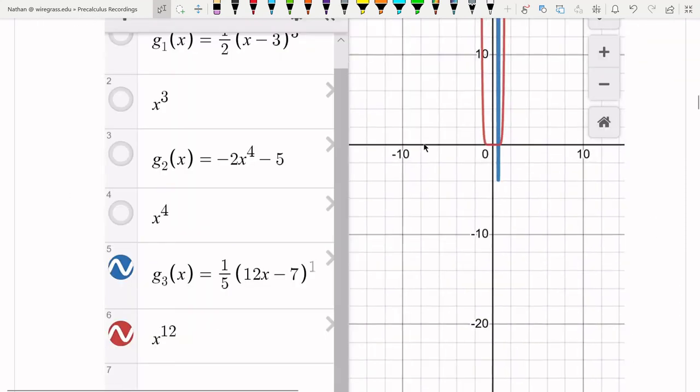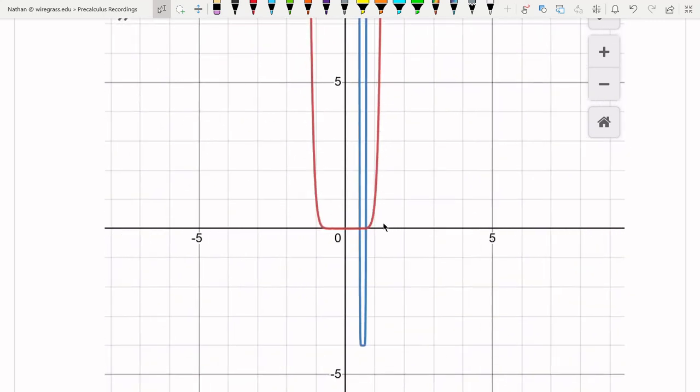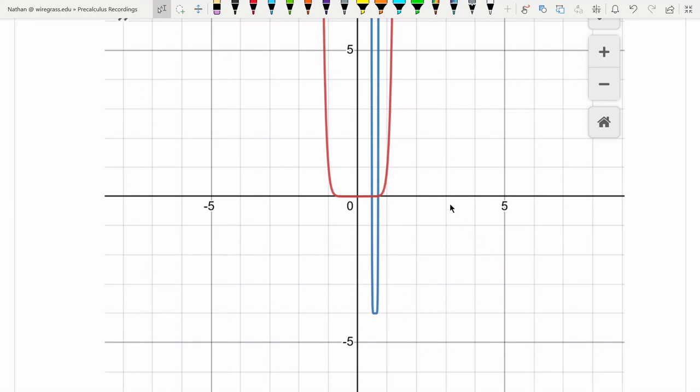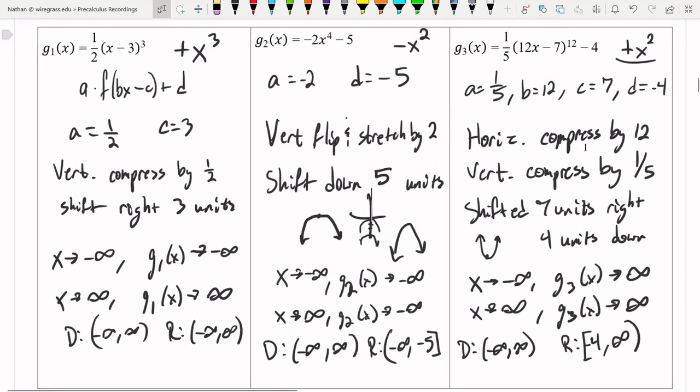Okay, and this is our last function here. Let me get rid of that. You can see it's been changed a lot. We have a horizontal compression and a vertical compression, so it's been compressed both ways. It's been shifted right 7 units and down 4 units.